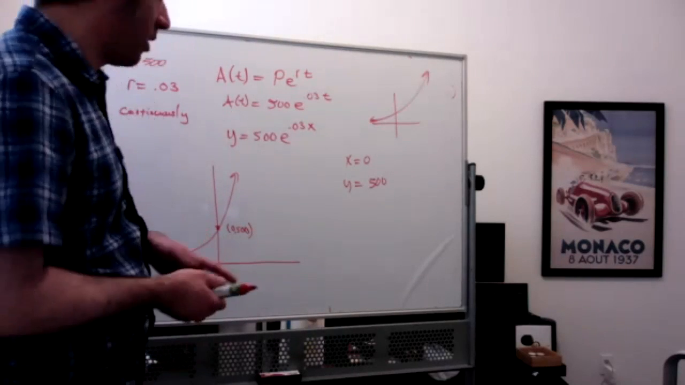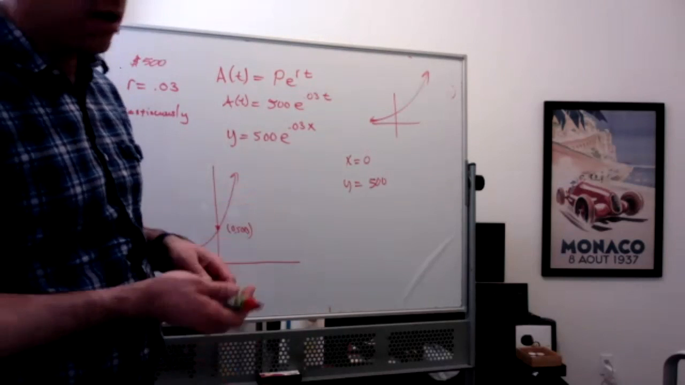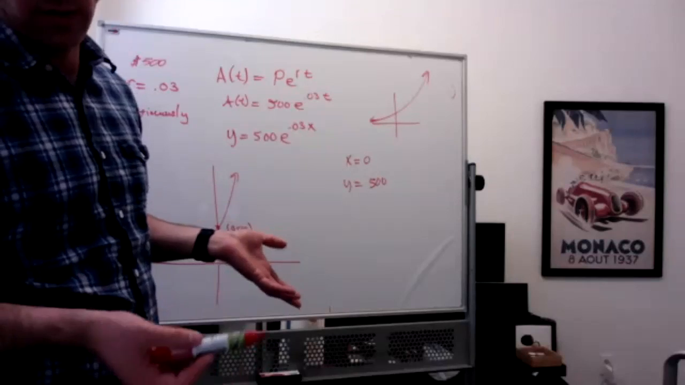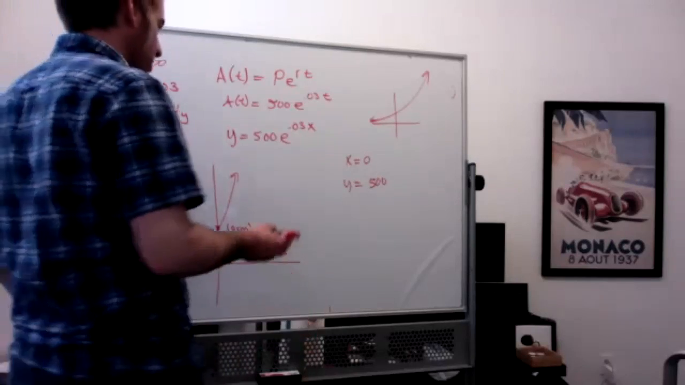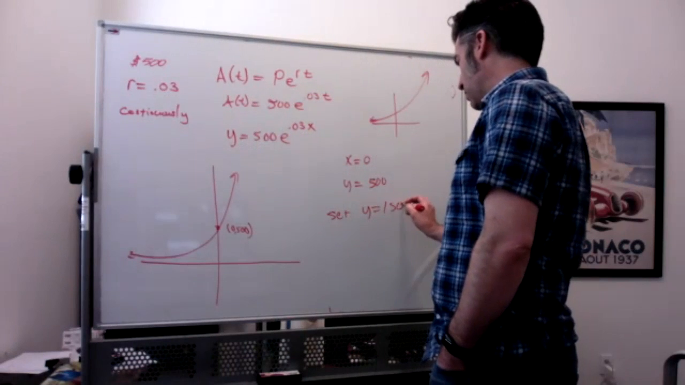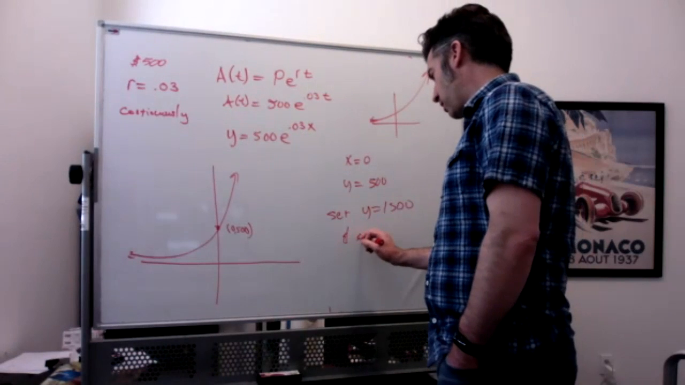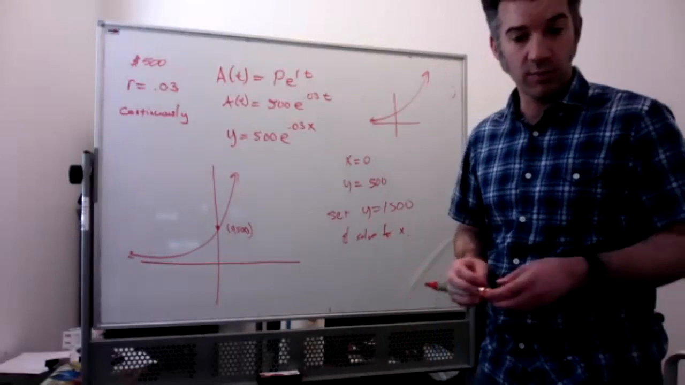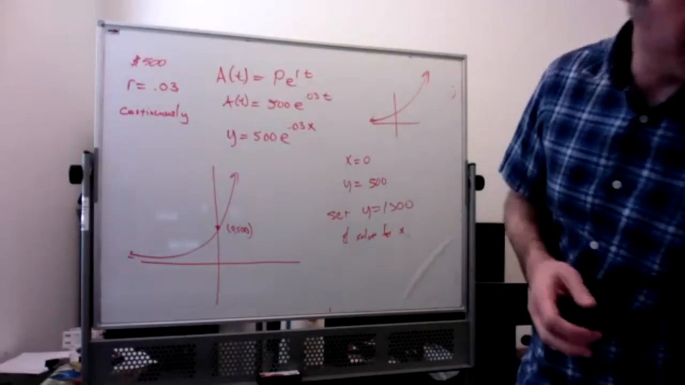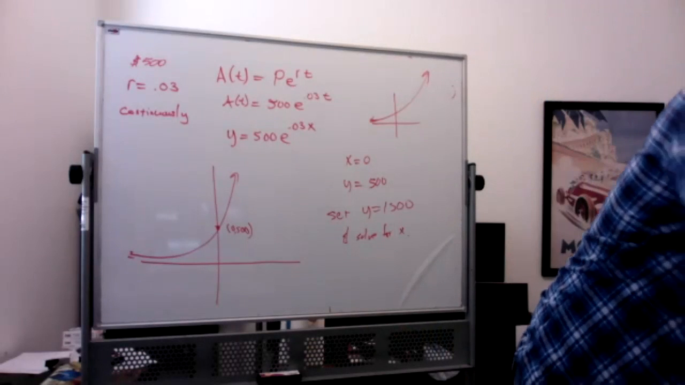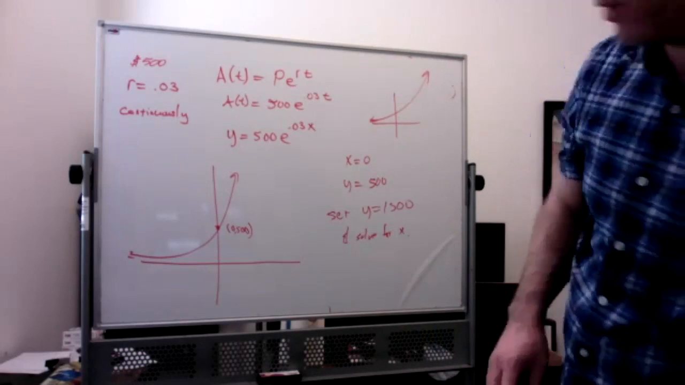I don't know if there's a whole lot more to say about that problem. The second question, which I wasn't asked to cover, was how long until the balance triples. And to find that, we're just going to set y equal to 1500 and solve for x. That's how you figure out how long it takes to triple. Certainly not a terrible question. Definitely got to think about it a little bit.